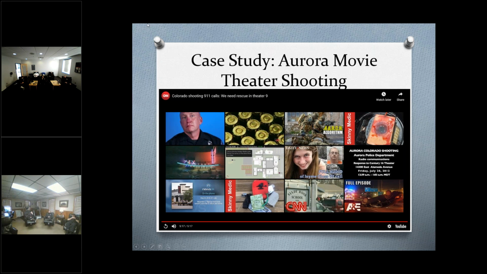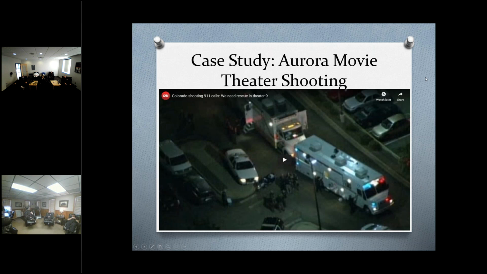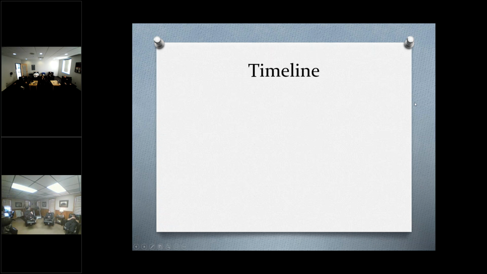All right, again, a little bit more realistic for those of you who are not familiar with Aurora. Aurora is very similar to the size of Duluth. And their resources are similar as well, where they have municipal fire, municipal police, and then they have a private ambulance service.